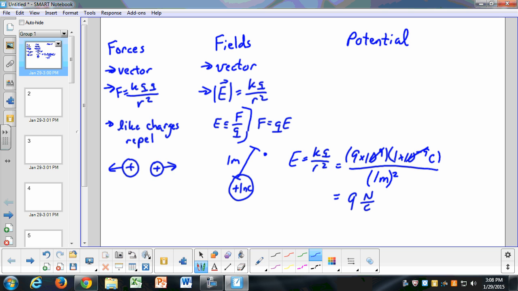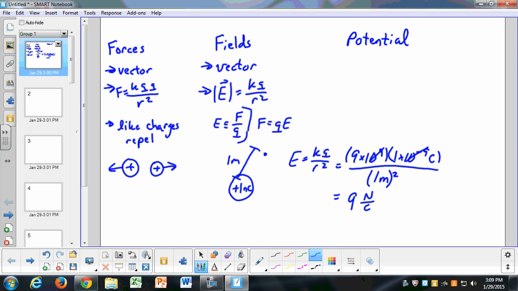But then if I want to know the direction of the electric field at that point, I imagine that I take a positive charge and I place it right here. And then I ask myself, what is the direction of the force? Is the force towards or away from this charge? If I put a positive charge right here, what is the direction of force? Towards or away? Away, because they're like charges and they repel. So the direction of the force is away, and so the direction of the electric field is away.